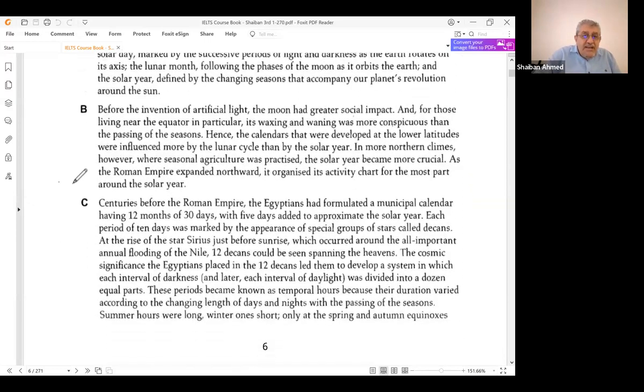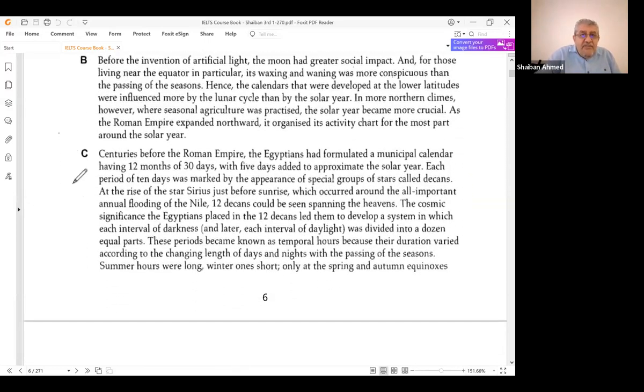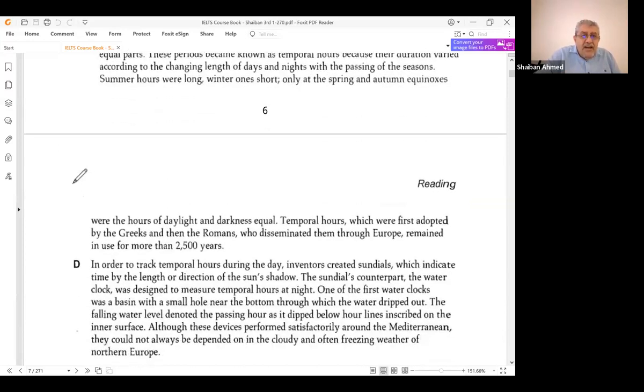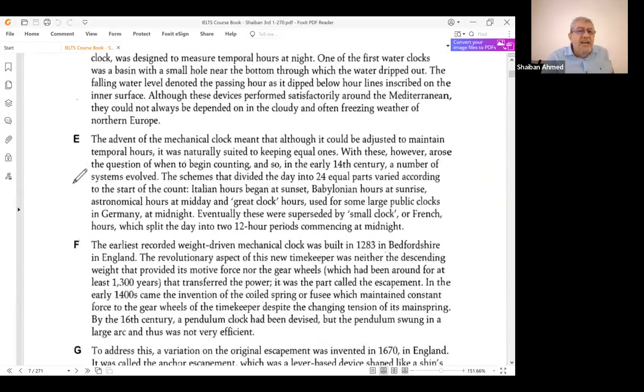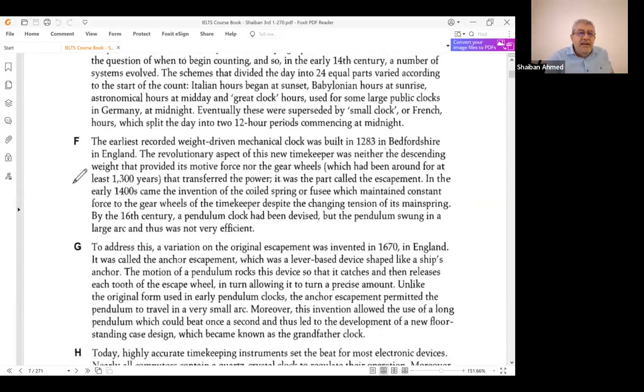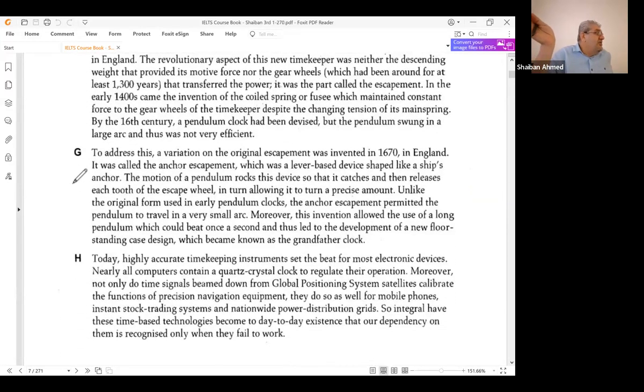The details start from paragraph C: floating, water, and so on. So it starts here with the details, the design, then goes to the more specific, the pendulum, which is paragraph G. Then finally today. What is today? Yes, today means now, but it is about the conclusion.